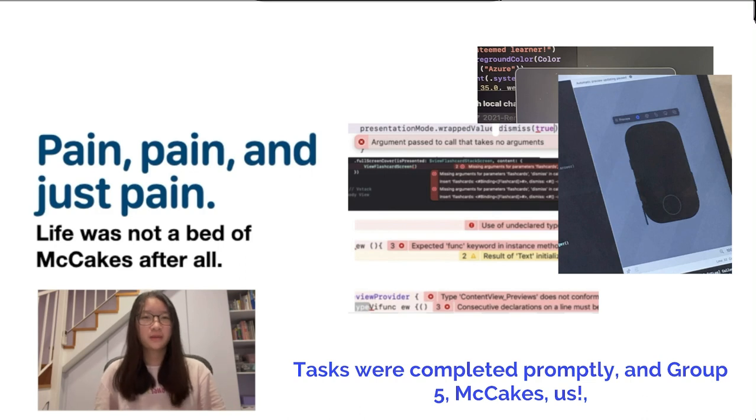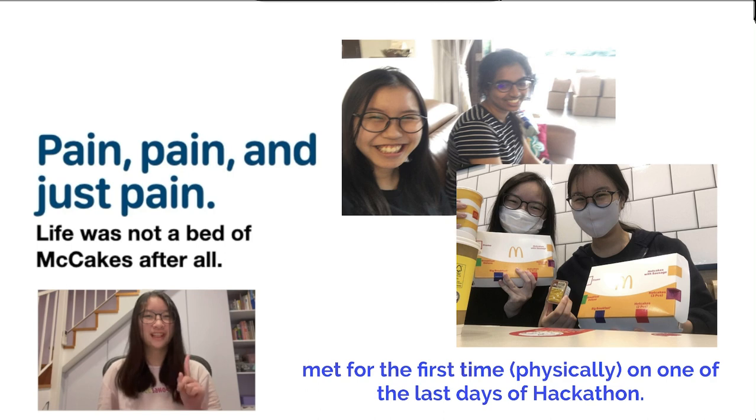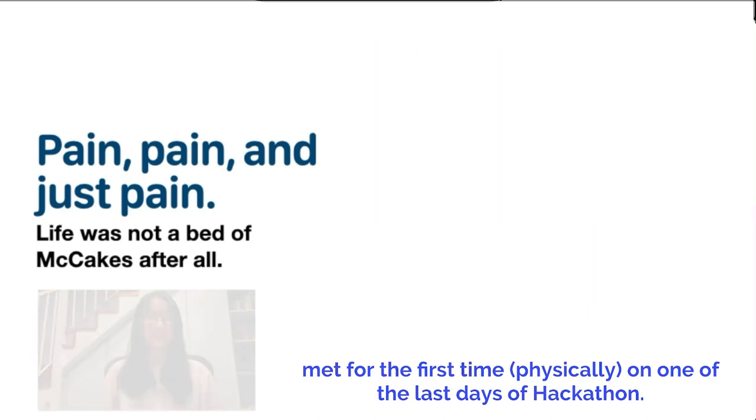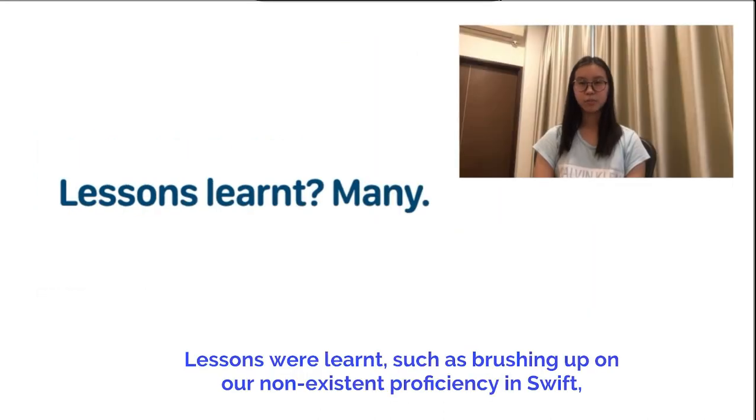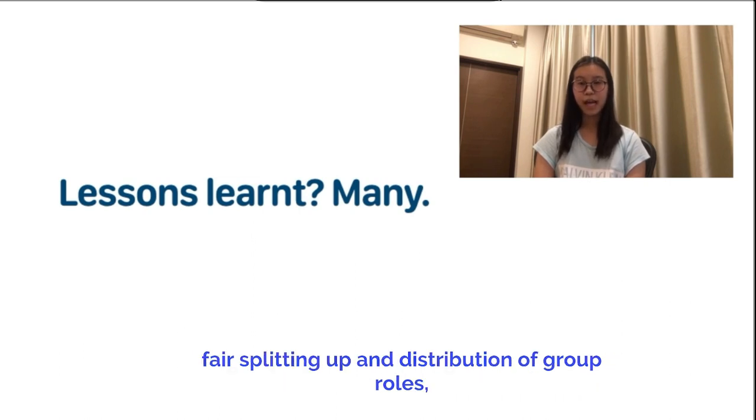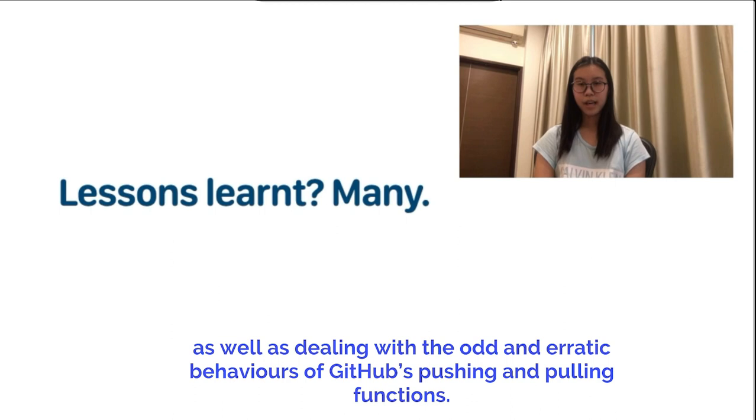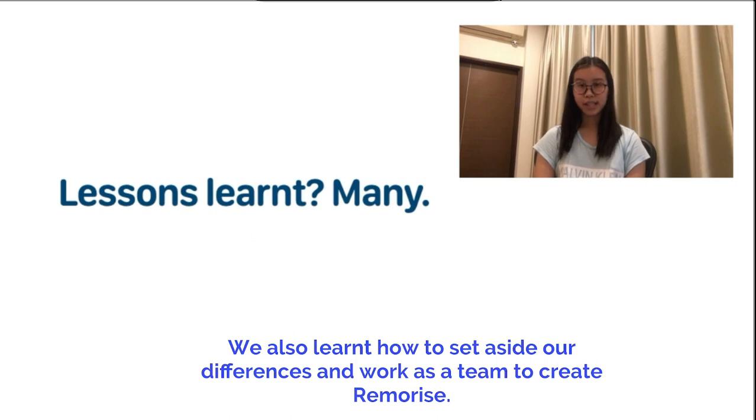Tasks were completed promptly, and Group 5, MacCakes, us, met for the first time on one of the last days of Hackathon. Lessons were learnt, such as brushing up on our non-existent proficiency in Swift, fair splitting up and distribution of group roles, as well as dealing with the odd and erratic behaviours of GitHub's pushing and pulling functions. We also learned how to set aside our differences and work as a team to create Remorise.